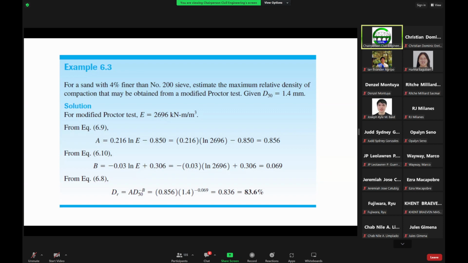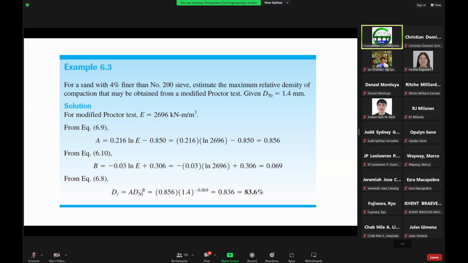So I think we have two more problems or examples. For this problem, you have a sand with 4% finer than number 200 sieve. Here you're just asked to estimate the maximum relative density of compaction that may be obtained from a modified Proctor test with a given D50 equal to 1.4 millimeters.